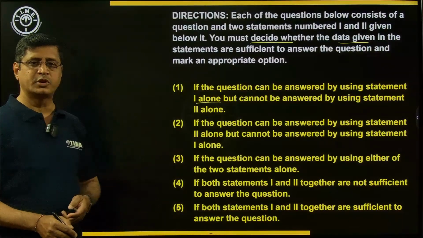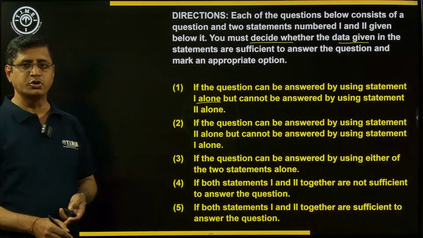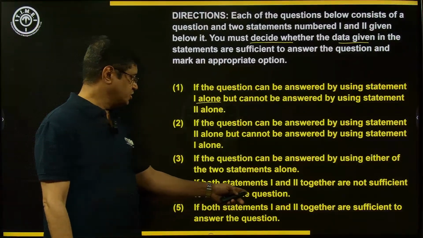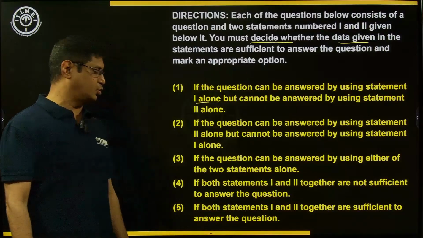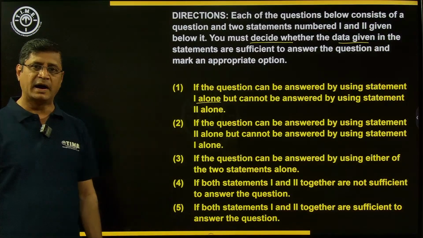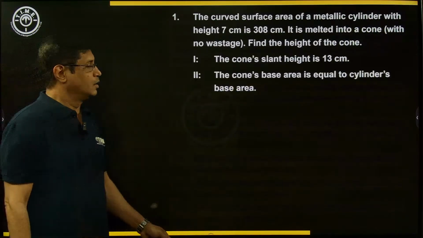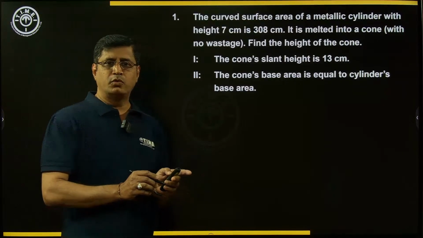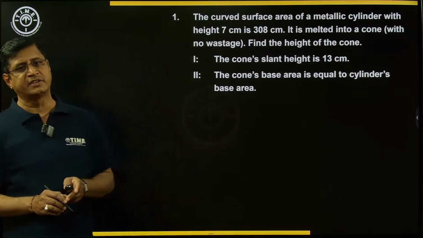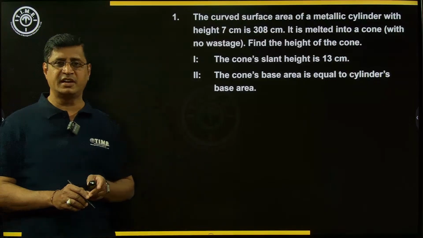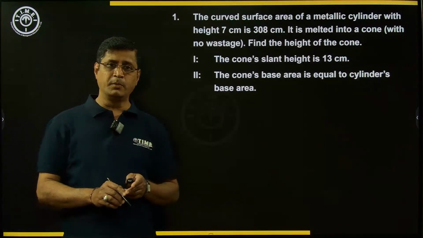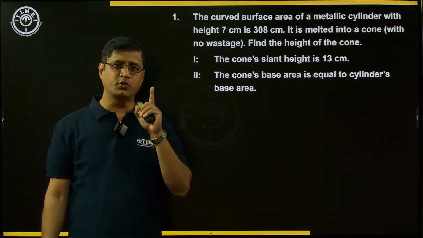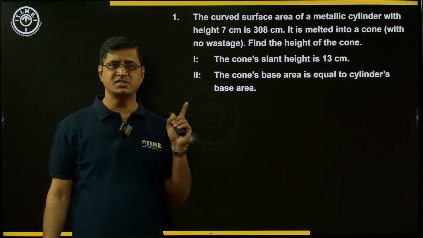Now what is option number 5? Independently not possible, combining both the statements it is possible. Look at point number 5: if both the statements 1 and 2 together are sufficient to answer the question. Combining both. My dear students, in data sufficiency, we are not going to find any value. We will just check whether it is possible to answer the question by using the data given or not. And one point here, in data sufficiency, the answer should be unique. We should get only one answer by using the given statements.